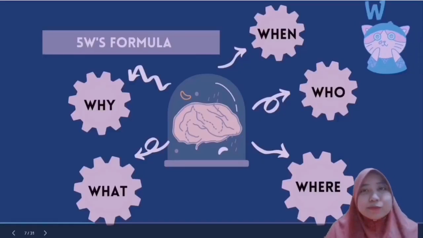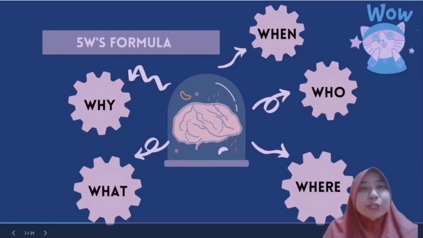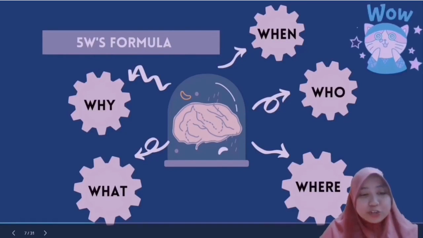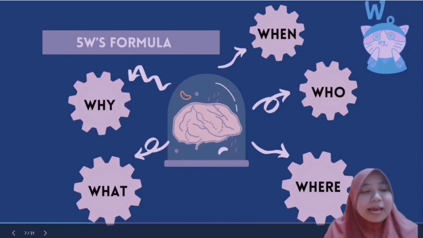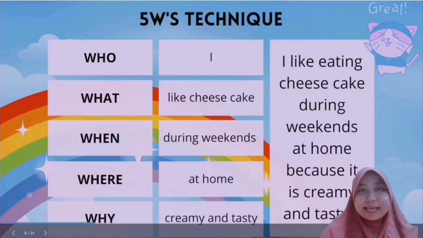Now let's move on to the second step. After writing down the category, you will take some time to add more detailed information for each. Here you can apply the 5 W's technique to construct long sentences. Let's look at the example.